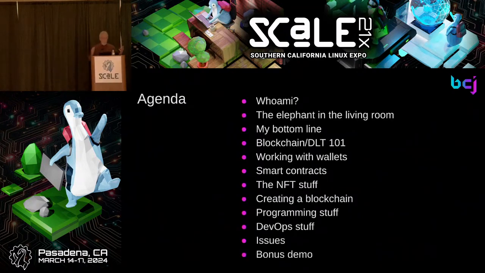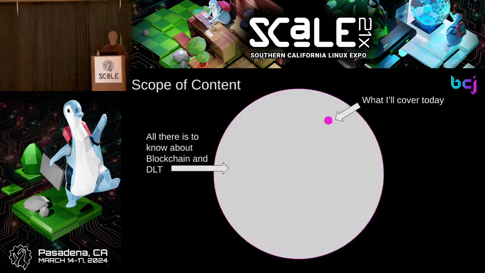So this is the agenda. Who am I? I'm going to talk about the elephant in the living room. I'm going to do the bottom line. I'm going to do a little blockchain DLT 101, so we have a baseline understanding. I'm going to talk about working with wallets and smart contracts. I'm going to do the NFT stuff. I'm going to create a blockchain right before your very eyes. I'm going to talk about the programming stuff. And then I'm going to get to the DevOps stuff and the issues. And if we have time, I do have a bonus demo. I do have a lot of demos, so I'm really going to be testing the will of the demo gods in here. And anything can go wrong.